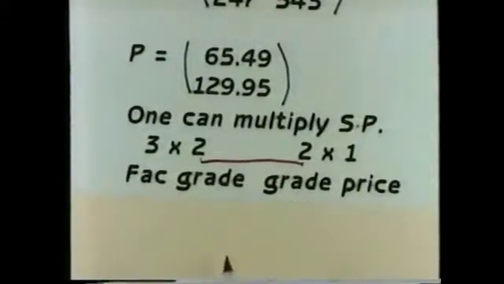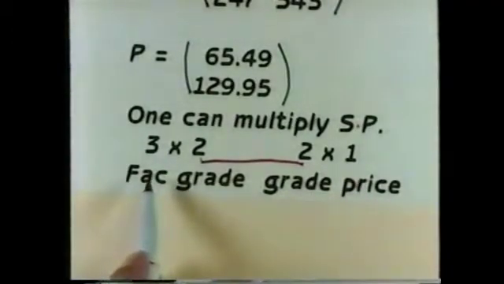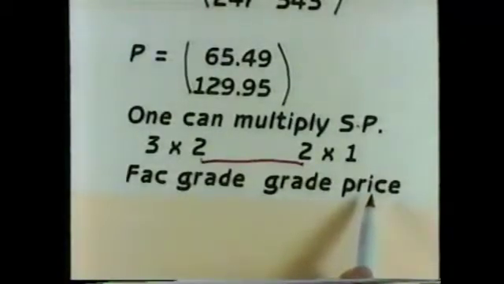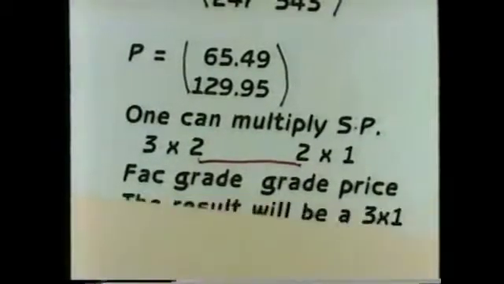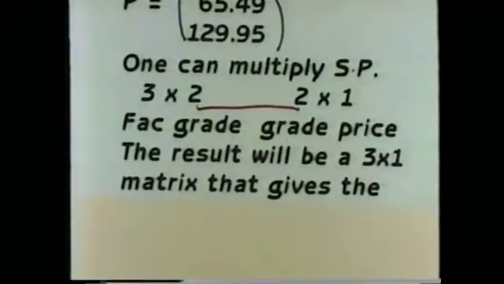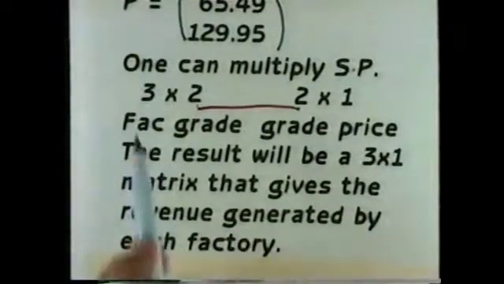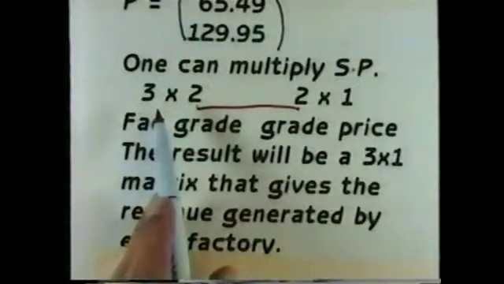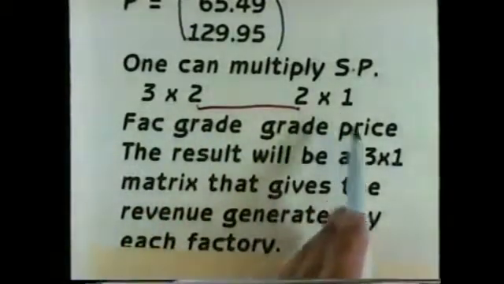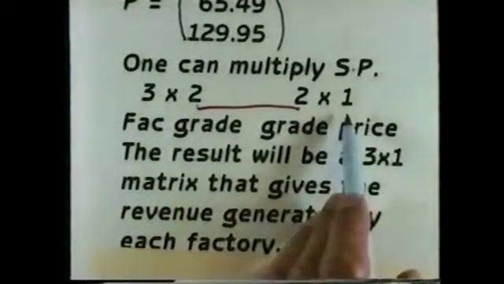So the answer will be a 3 by 1 matrix, which gives me the total revenue for each factory, the total price for each factory. So the result will be a 3 by 1 matrix that gives the revenue generated by each factory. 3 factories, price which relates to money. So 3 factories, the money produced by each.